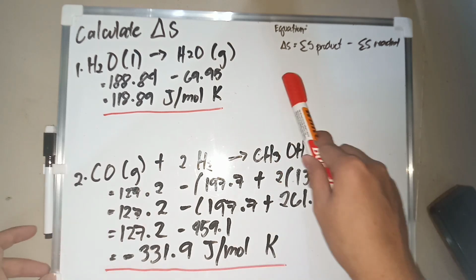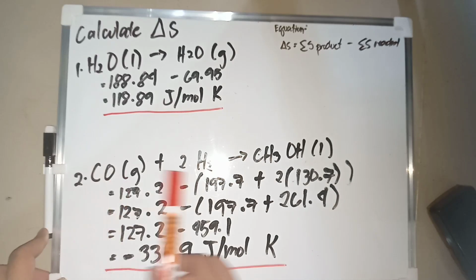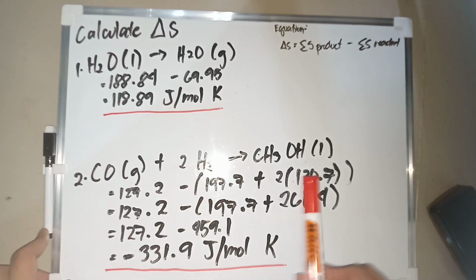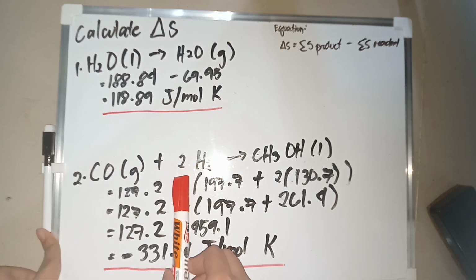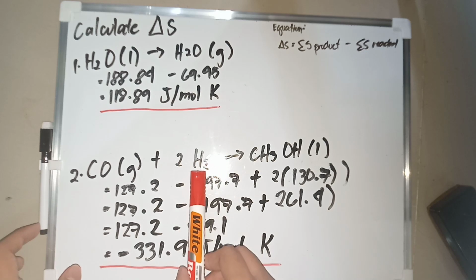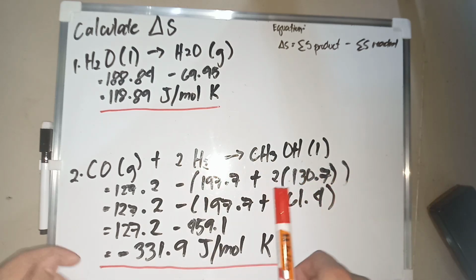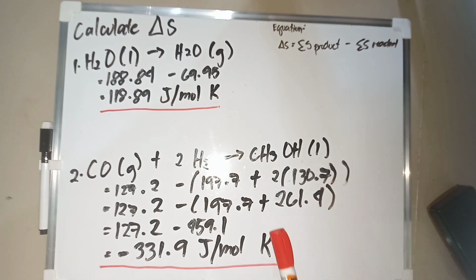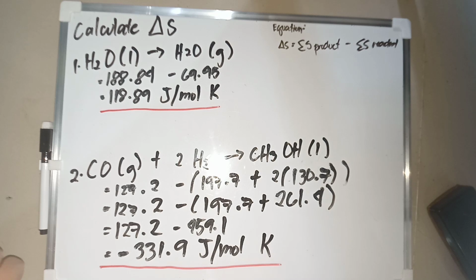So, same equation. The only difference is we added 2 of our reactants. And we have two molecules of hydrogen. So we multiply the value of hydrogen by 2. So 2 times 130.7 is 261.4. Then proceed to the usual PEMDAS.